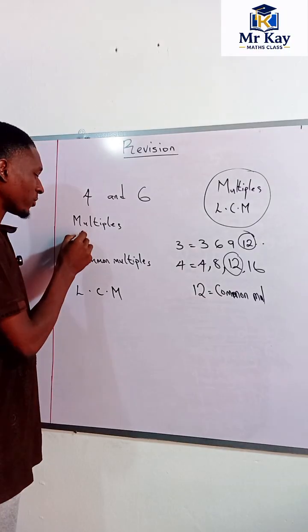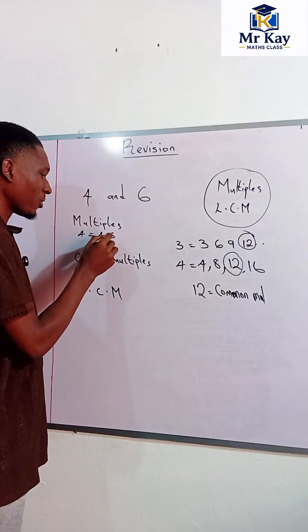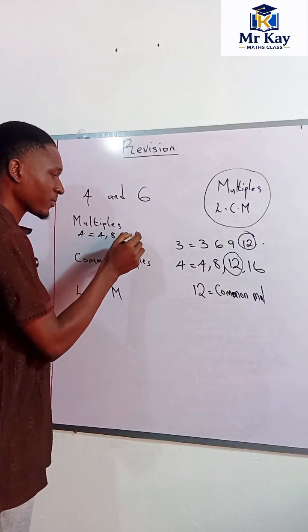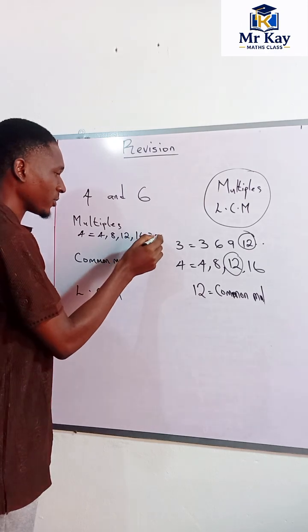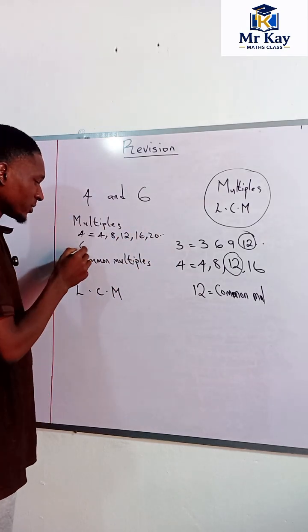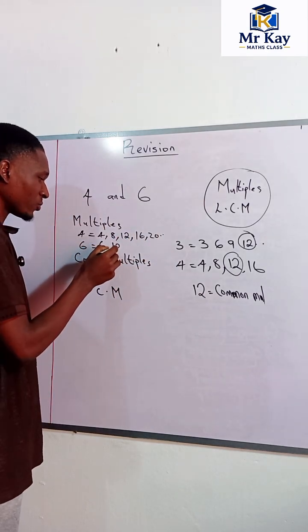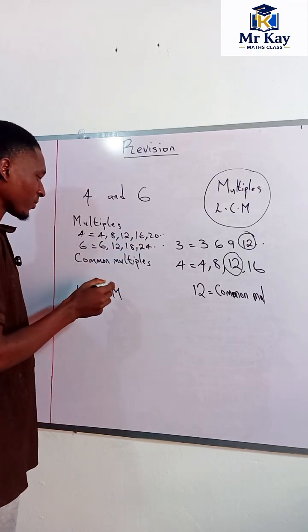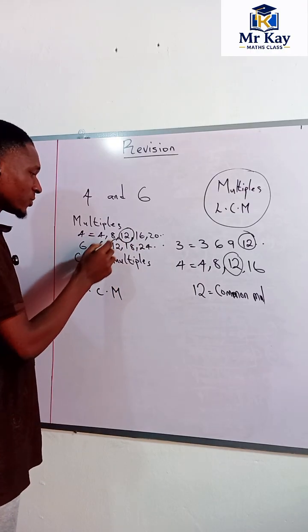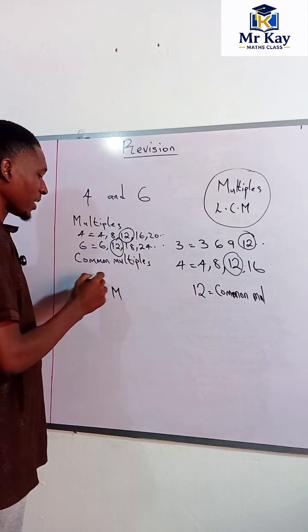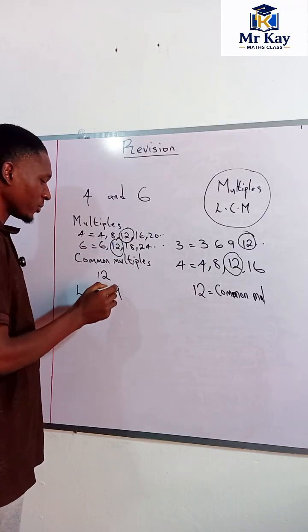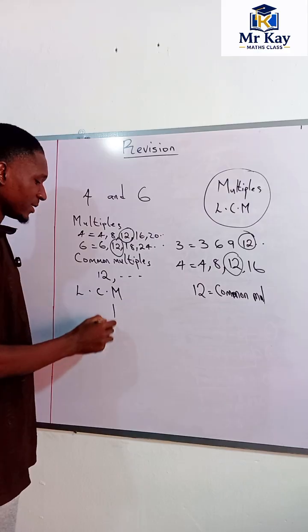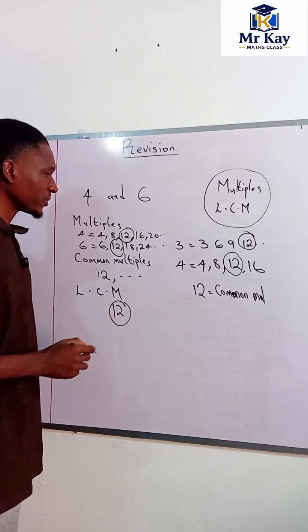We said the multiples of 4 are 4, 8, 12, 16, 20 continuously, and the multiples of 6 are what? 6, 12, 18, 24 continuously. You write the common multiples, the numbers you can find on both sides, you write them down. For example, 12 is automatically the lowest common multiple.